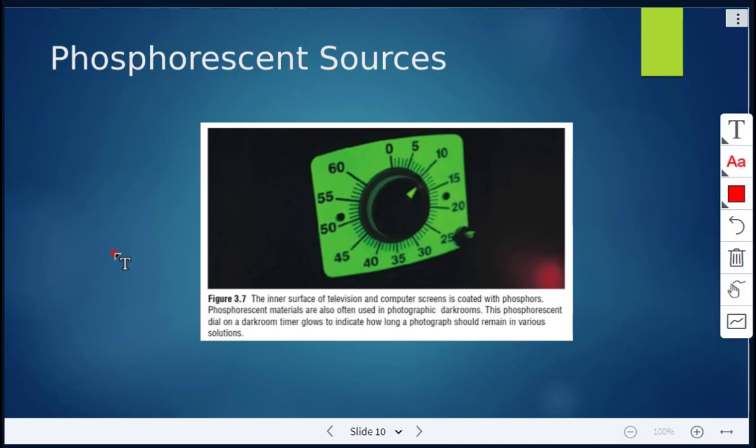All right, here's an example of a phosphorescent source. The inner surface of a television or computer screen is often coated with phosphorus, and these phosphorescent materials are also often used in photographic darkrooms. This is a dial in a darkroom timer. It can glow, basically to indicate how long a photograph should remain in various solutions.